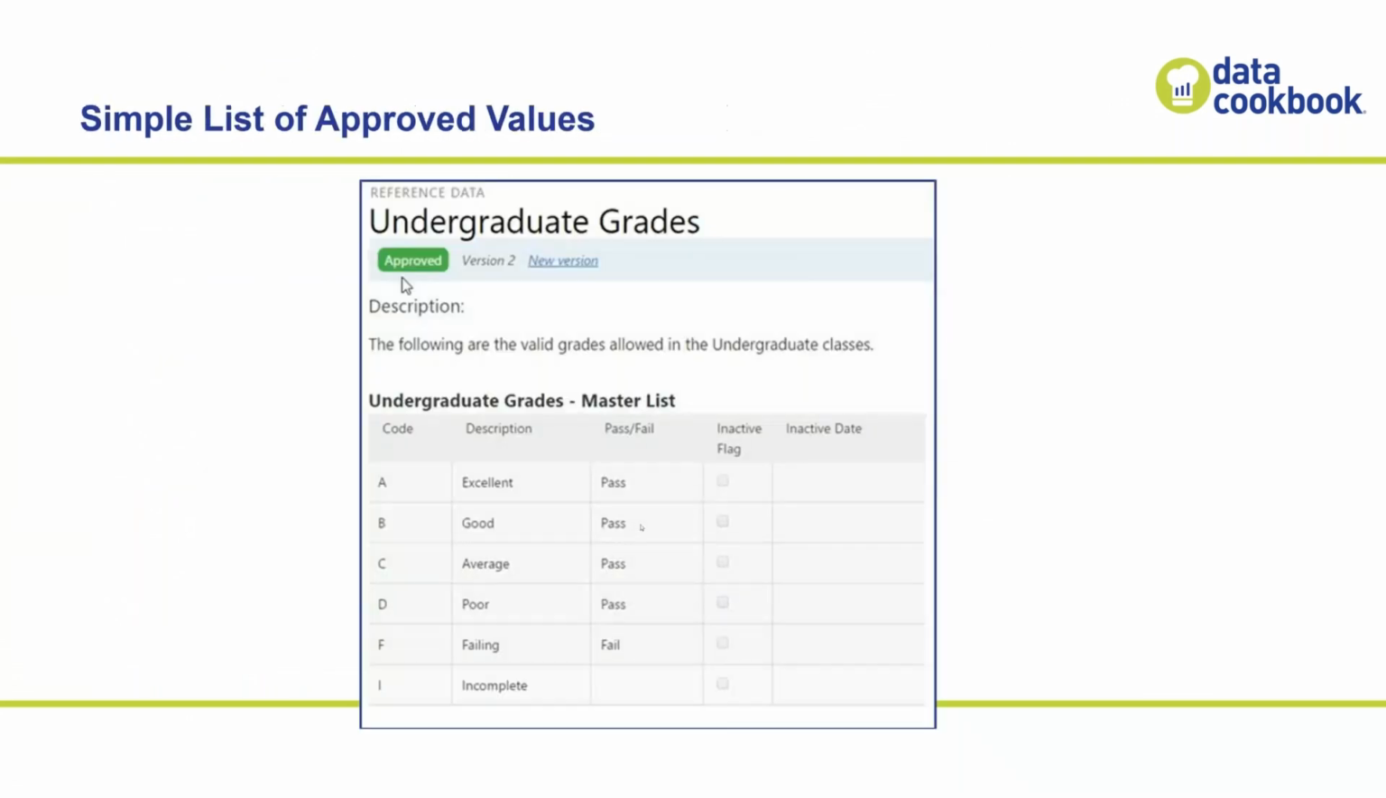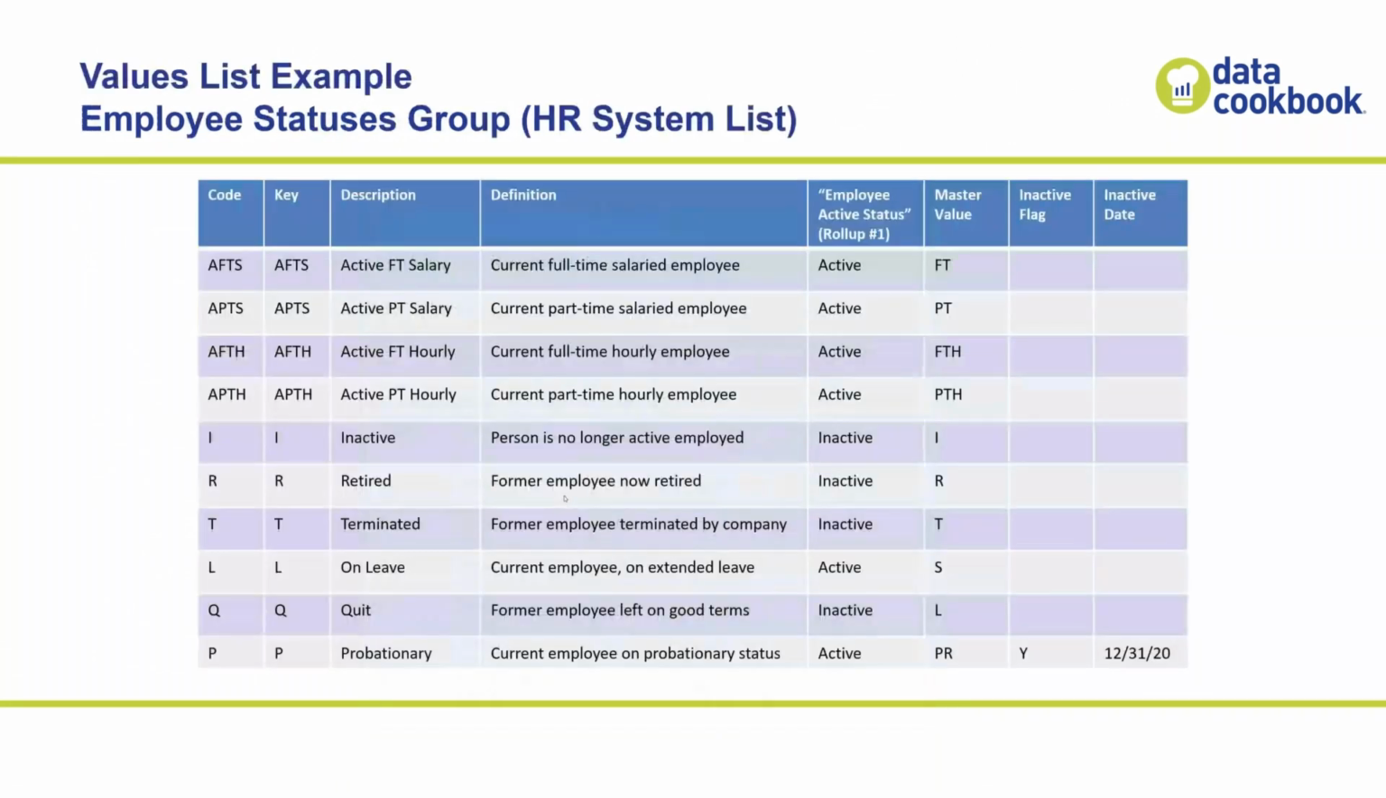So, in our system, for a specific list, you might have these grades, A, B, C, D, and you have a description that rolls up to a pass/fail value. That's like a code type, and an active flag and an active date if you had that there. Employee statuses, if you're tracking this on your own, you might have a code. There might be a key associated with that, a description, a definition, an active flag, and a master value it maps to. So depending on how you want to track these, this is how that list might be represented.